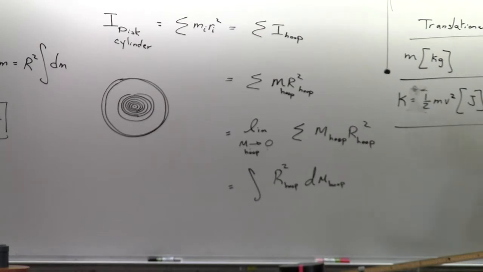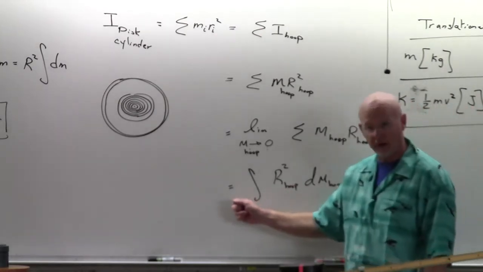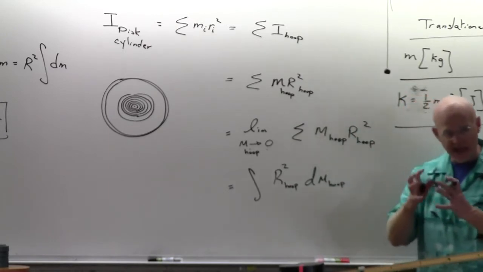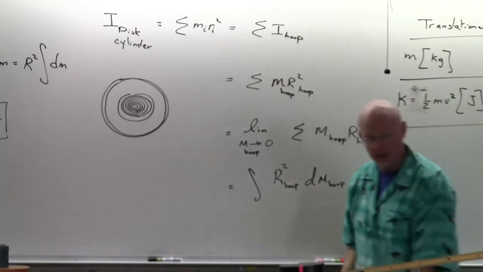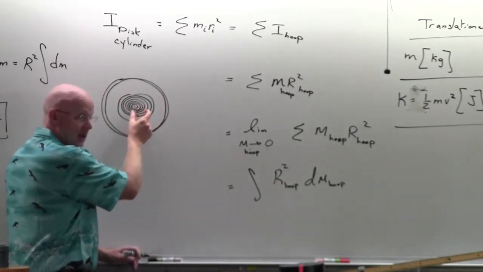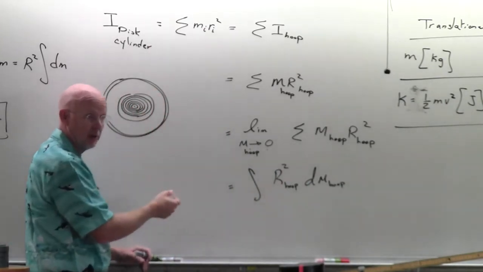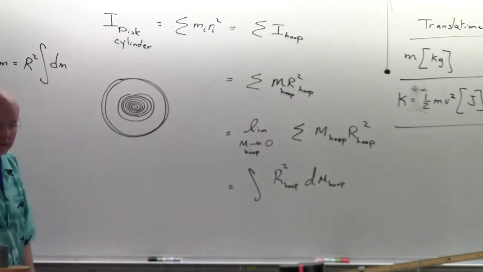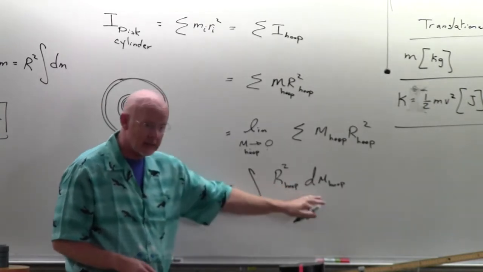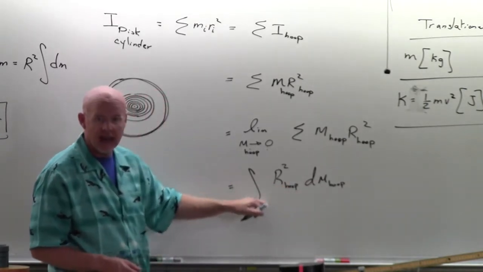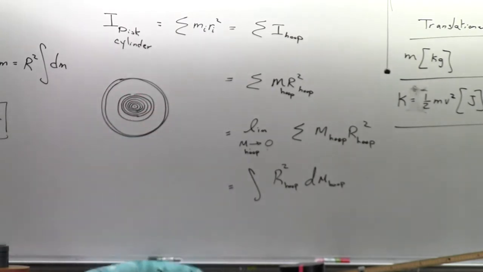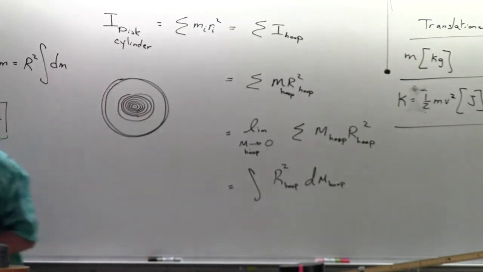But this integral is a little bit harder. Can I take that r and pull it in front of the integral? No. Because as I'm adding up these hoops, the radius of each one is getting bigger and bigger and bigger. And so somehow I got to connect these together as I add them up. And again, that's where I think the math is a little bit harder.